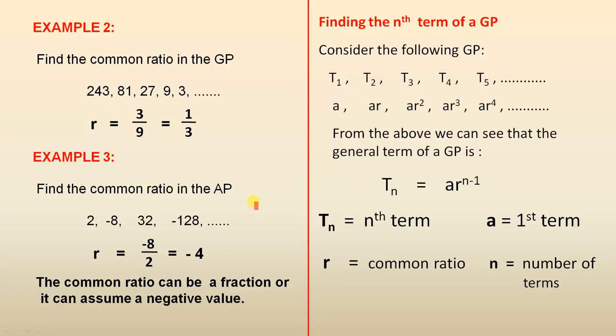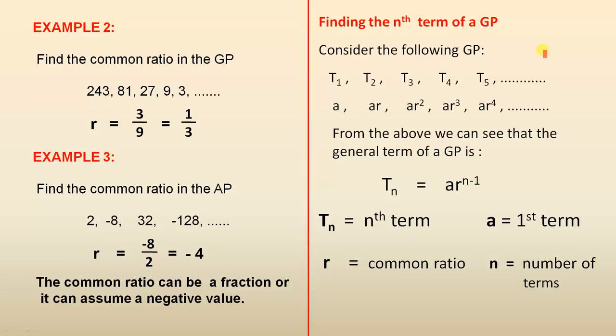Find the common ratio in the GP, this one here. Now, if we go minus 8 over 2, that's minus 4. 32 over minus 8 is minus 4. Minus 128 over 32 is minus 4. So the common ratio can be a fraction, or it can assume a negative value. It can be a normal whole number.